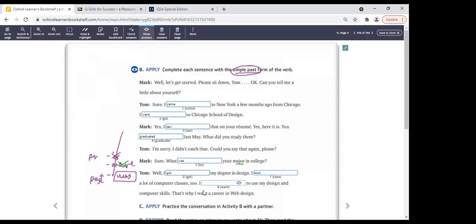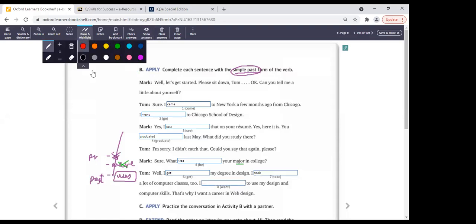Fahad Abdul Rahman. Hi, Doctor. Yes, go ahead, Fahad. I can hear you. I want. Okay, so I want to use my design and computer skills. Does everyone agree? I want. I disagree, Doctor. It will be the same.